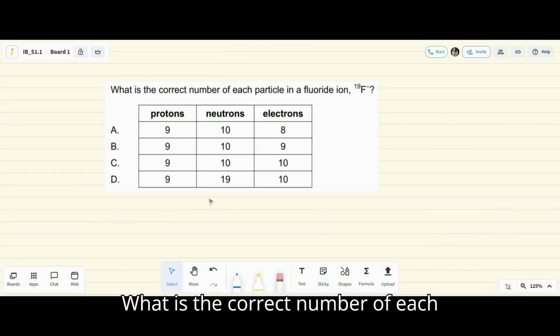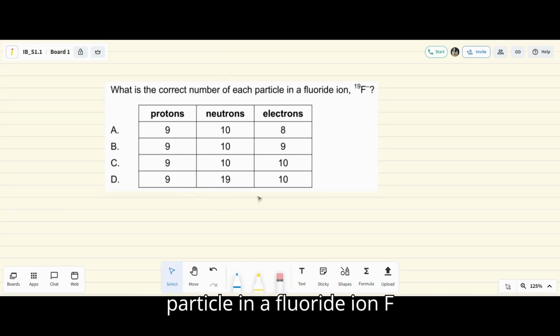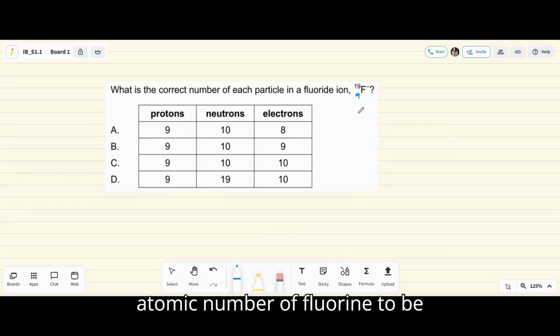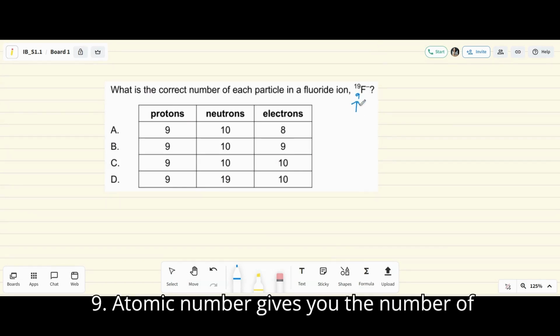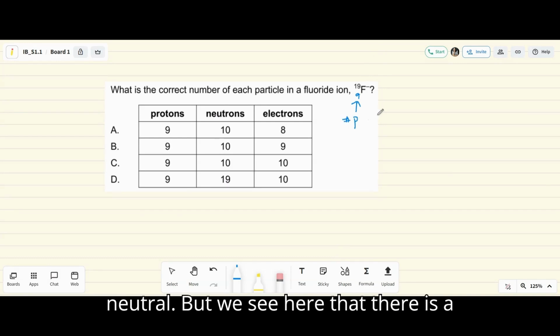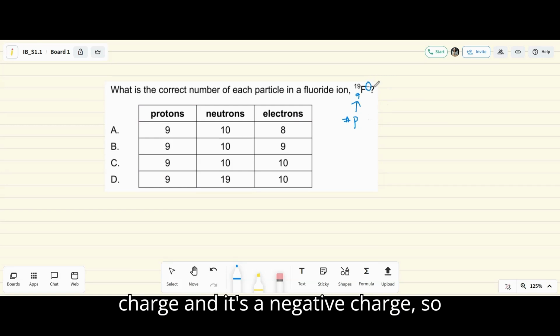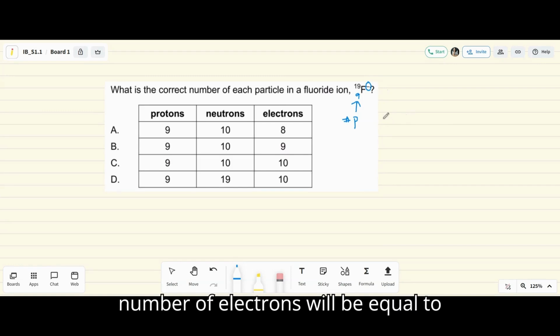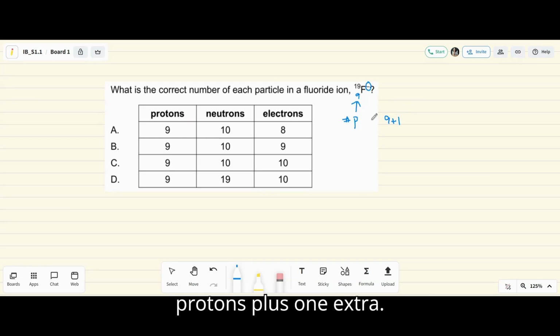What is the correct number of each particle in a fluoride ion? F-19, negative. If I check the periodic table, I find the atomic number of fluorine to be 9. Atomic number gives you the number of protons, which will also be equal to the number of electrons if the atom is neutral. But we see here that there's a charge, and it's a negative charge. So there's one excess of electrons. So the number of electrons will be equal to the protons plus one extra, and that will be 10 electrons.